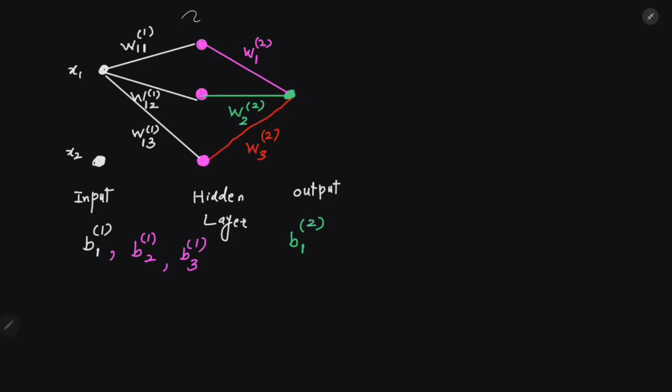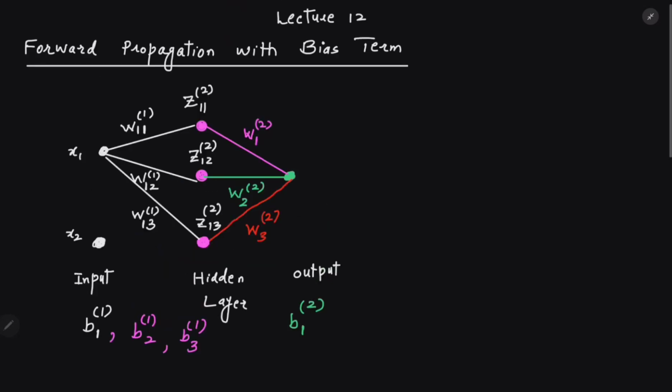Suppose we have Z2 1 1, then Z2 1 2, then Z2 1 3. This is just a linear combination of all the multiplications of x1 and the weights, and also x2 and the weights. I will write that over here. But remember that we did not apply the activation function over here. When we apply the activation function on this term, then we get, for example, A2 1 1, A2 1 2, and so on.